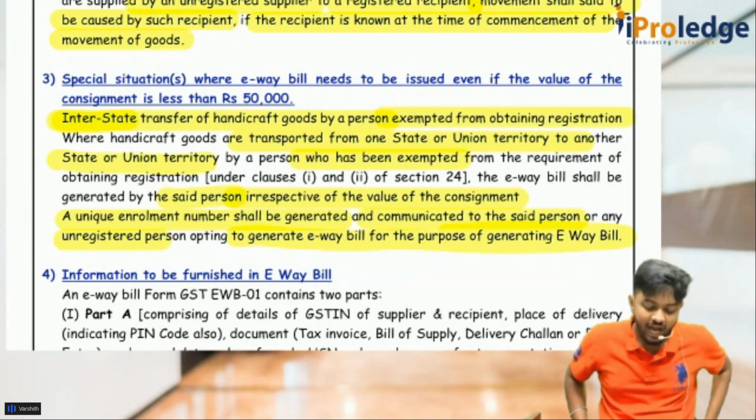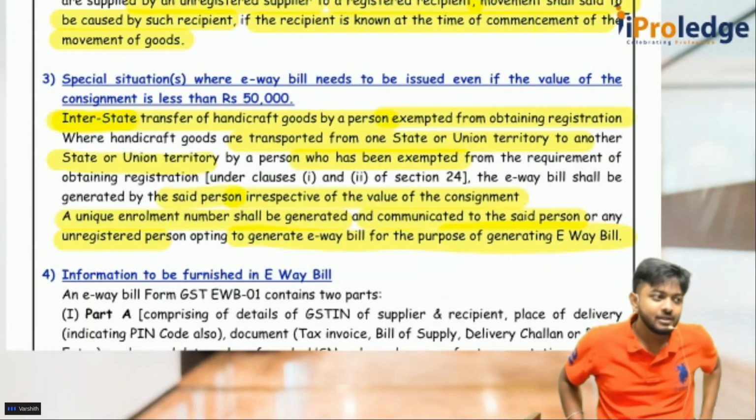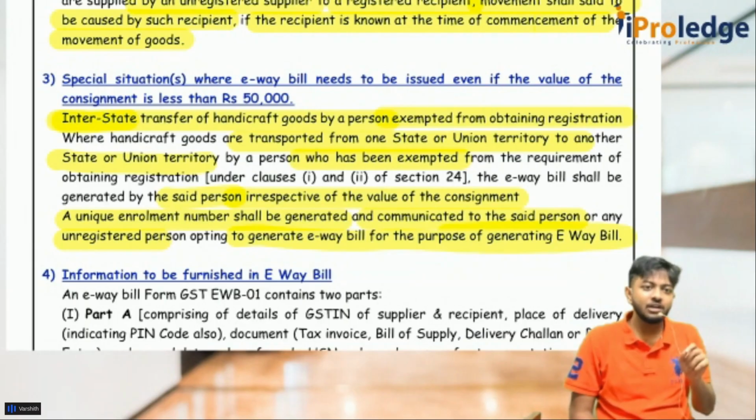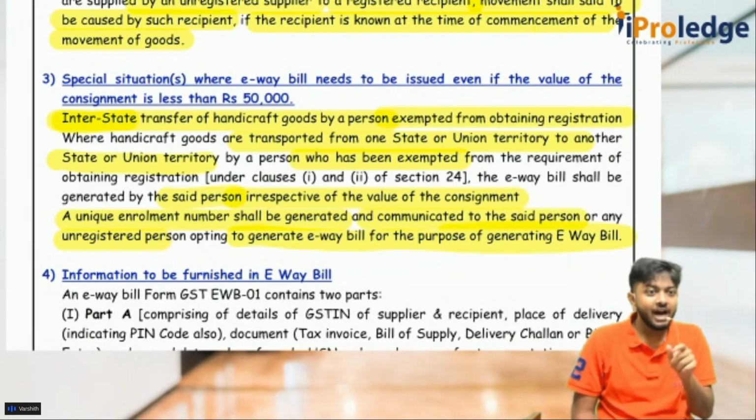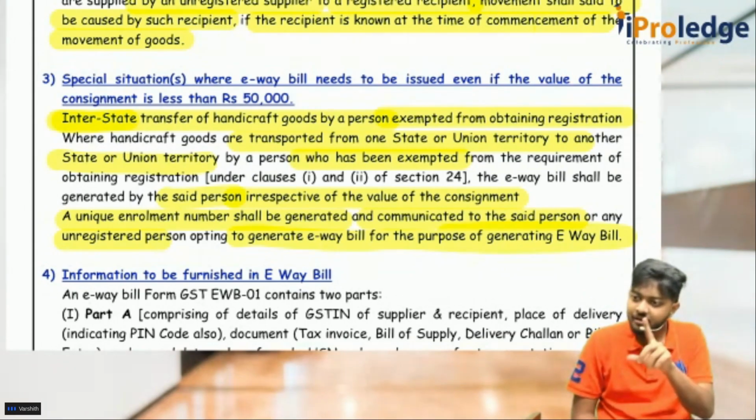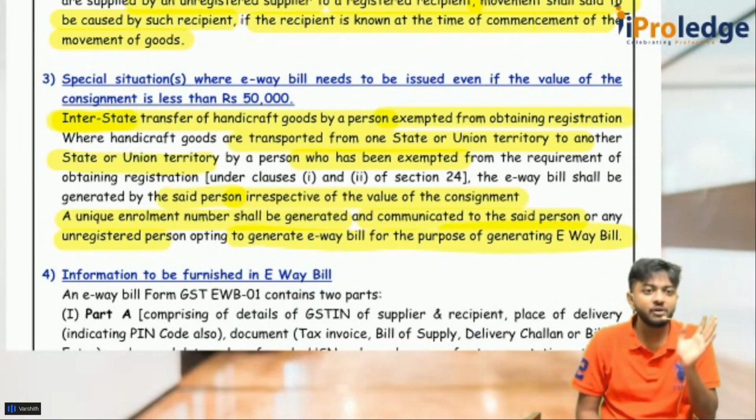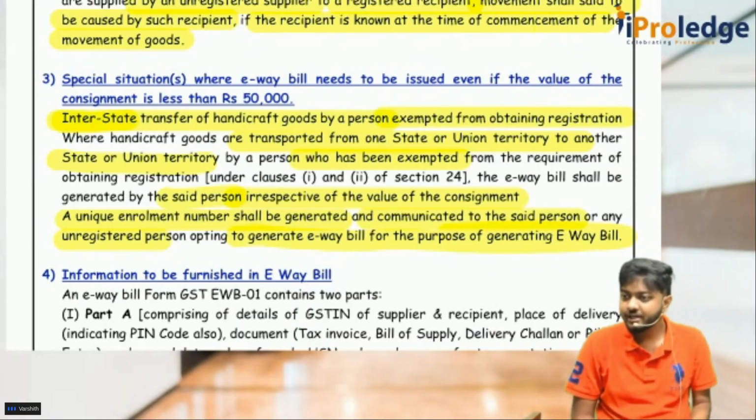Now say suppose this handicraft guy is registered and he is doing interstate. The value of supply is less than 50,000 rupees. Is he supposed to raise e-way bill? I'll again tell you, it is interstate. This guy is registered. Who? Handicraft guy is registered. Value of consignment is less than 50,000. Is e-way bill supposed to be generated? It's interstate only.